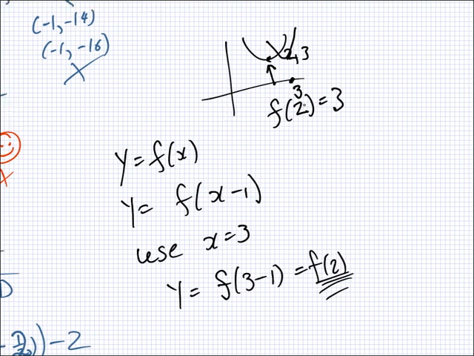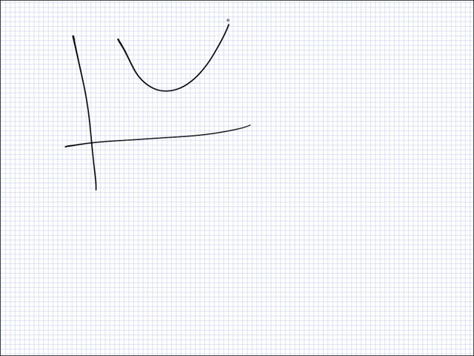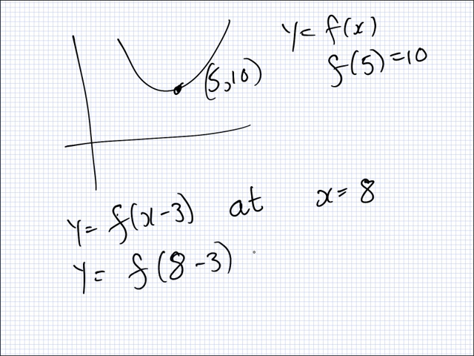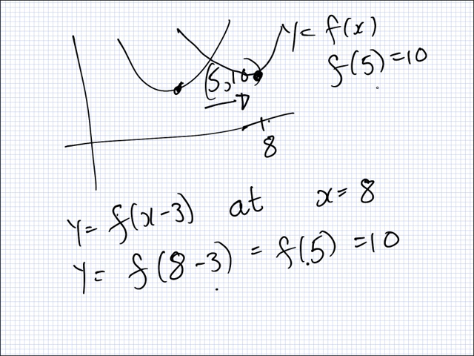I'll give another example. Okay, look. Here is, let's say, 5, 10. And this is y equals f of x. So you know f of 5 equals 10. Now I want to graph y equals f of x minus 3. And I want to graph it at, let's say, the point x is 8. So what is the y? Y will equal f of 8 minus 3, which equals f of 5, which we know is 10. So when I'm out here at 8 on the new graph, I get the same answer as the old graph's 5, which is here. So it looks like it's been moved to the right. That's the reason why. It's confusing.